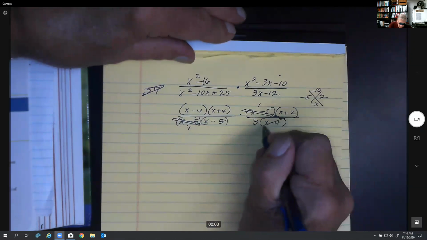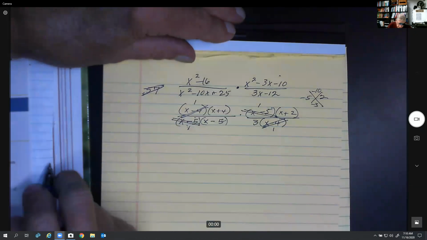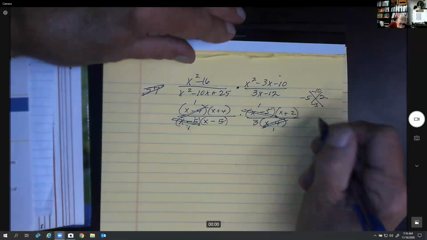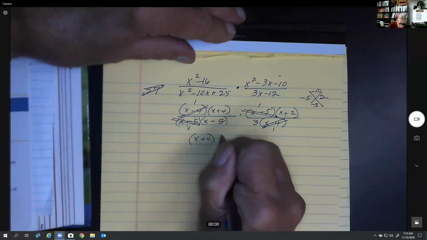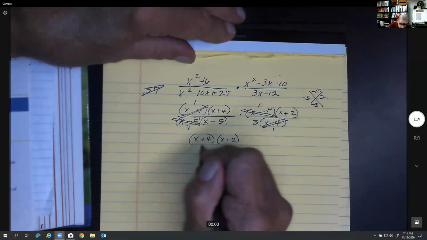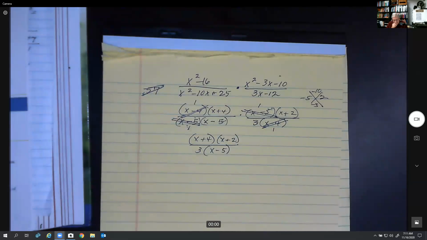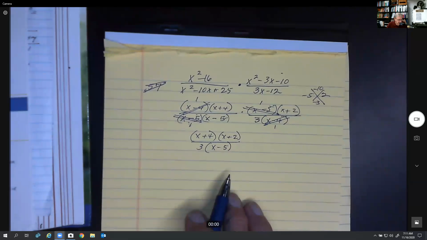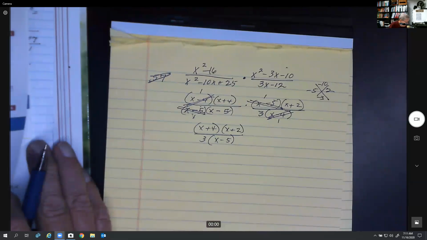Okay, x minus 4 goes into itself once. Anything else we see? No. So this would be the final answer. It's going to be x plus 4 times x plus 2, and don't forget, sometimes you can lose this little 3 in the shuffle. Three times x minus 5. It's just that easy. Factor completely, then cancel. Factor, cancel. It's really not too bad.